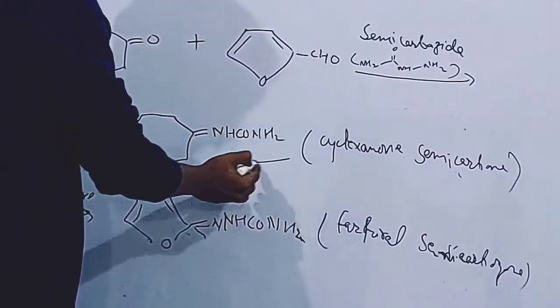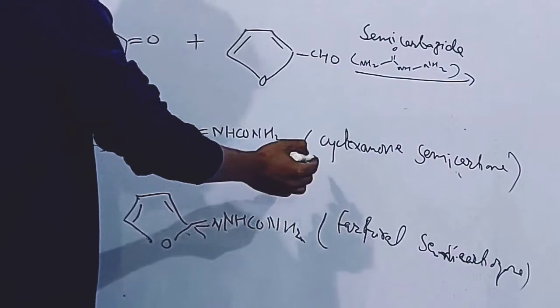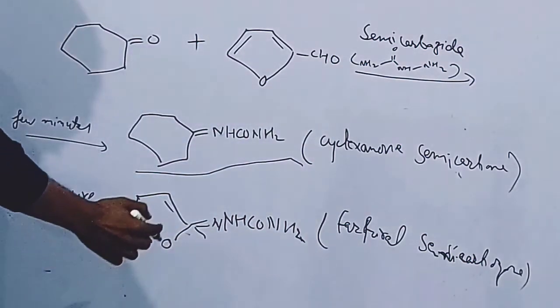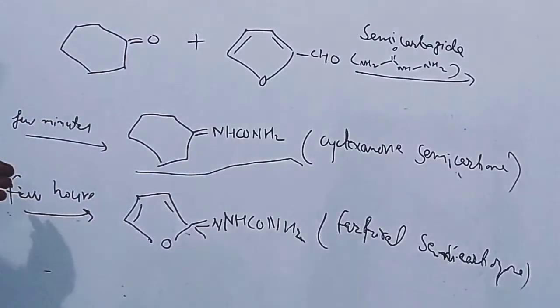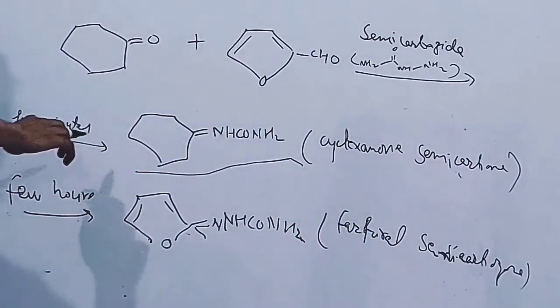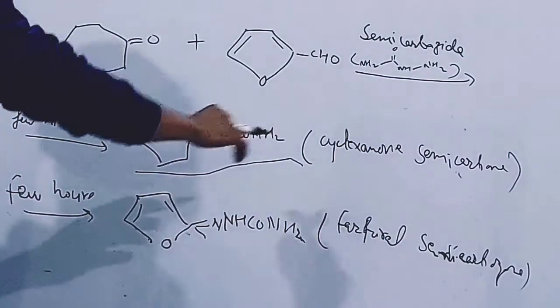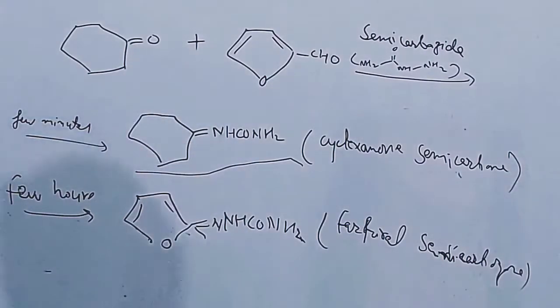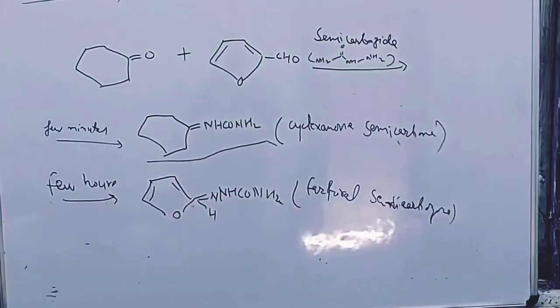This product, which is found here, is kinetically controlled, and the second product, which is found here, is thermodynamically controlled because of the time period that we allowed for this reaction to happen. In a few minutes, kinetically controlled, and in a few hours, thermodynamically controlled. So this is the difference by which we can tell the reaction mechanism for such reactions.